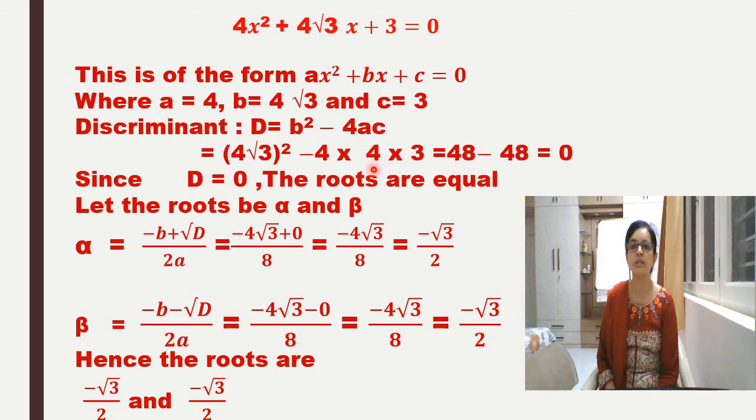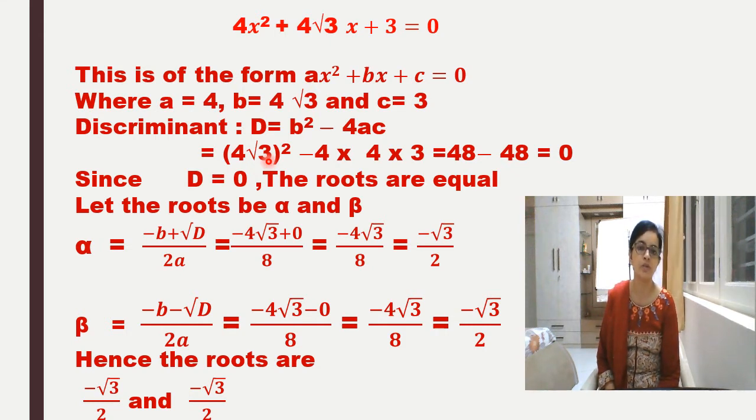Replace a with which number? It is already there, a is equal to 4. So replace a with 4. And in place of c, we are going to write 3. c is the constant term, and in our quadratic equation the constant term is 3. After replacing all the values, you are going to calculate. Now what is 4 root 3 whole squared? 4 squared is 16, and root 3 whole squared.